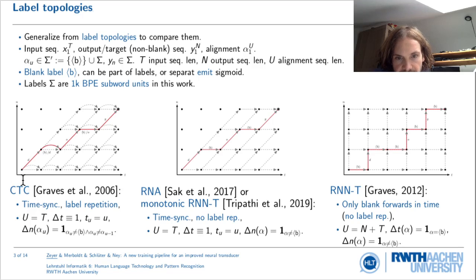So in the picture, I tried to visualize the label topology. Here, the label can be repeated in CTC, and then there is blank in between. This is time synchronous. The difference to RNA, and also monotonic RNNT uses the same, is that you don't allow to repeat the label, and otherwise it's the same. RNNT only proceeds in time for blank and otherwise not. So U here, in this case, is N plus T.